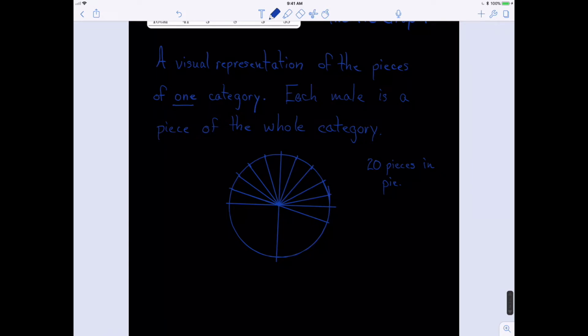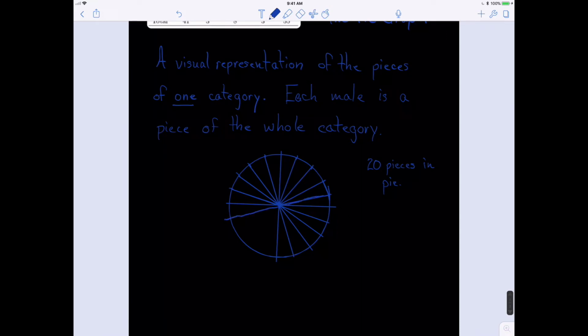So take this process, finish it out, and you will have a perfectly made pie with 20 equally sized slices. That is a big key here. Our slices are all of equal size. And remember, each slice equals 1 male.